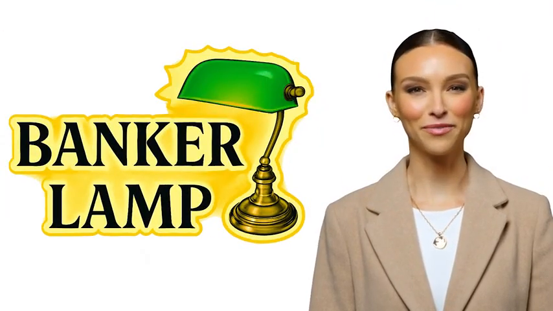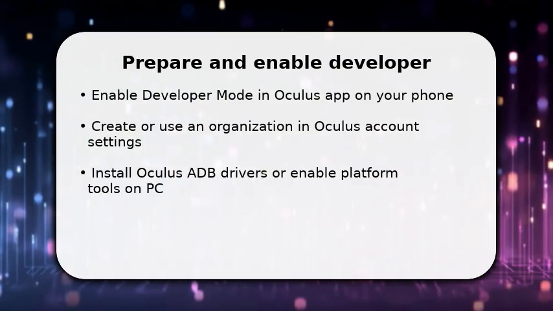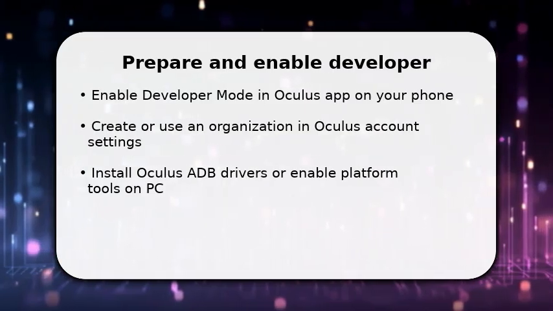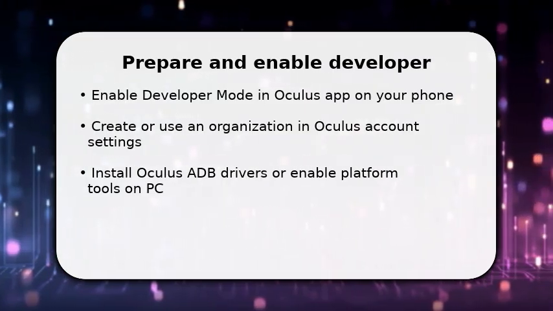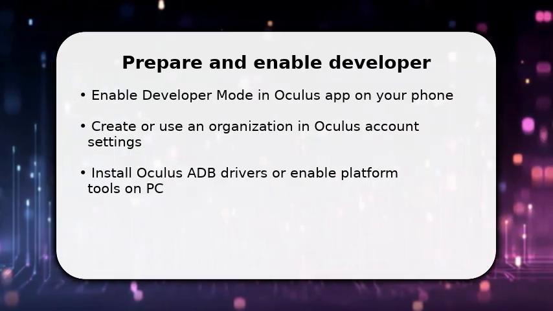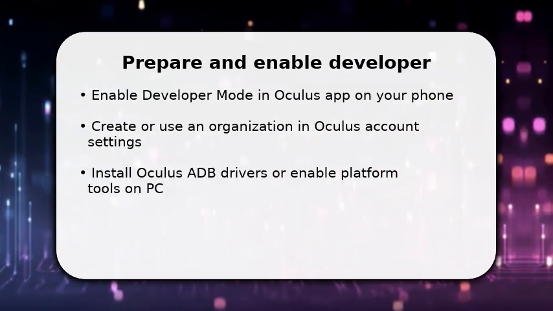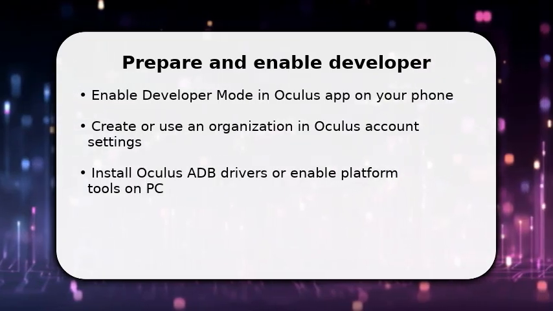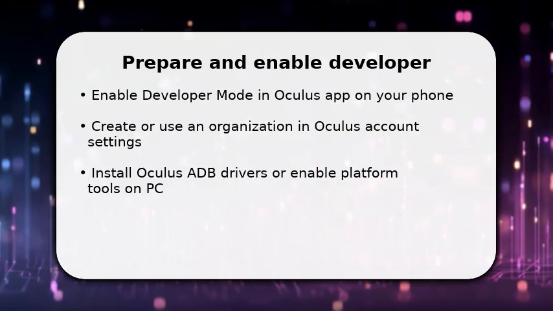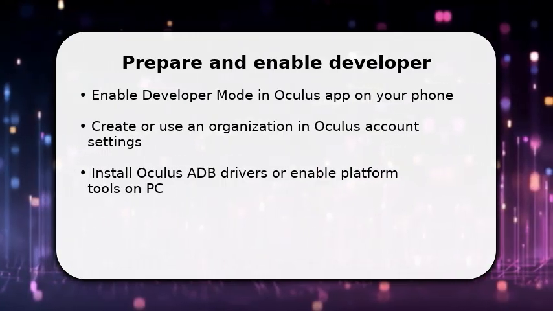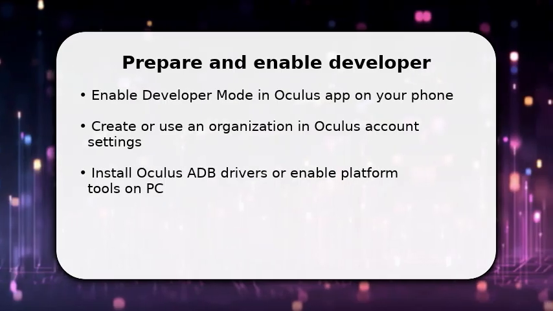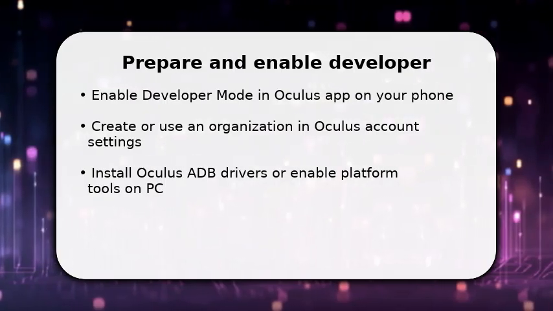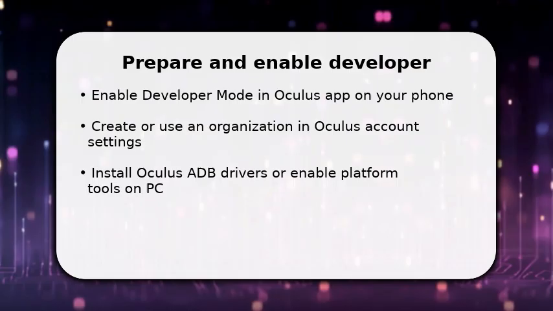Please enjoy the video. You start by enabling developer mode on your Quest 2 because sideloading requires it. On your phone app, open Settings, select your headset, and toggle developer mode after registering an organization. This authorizes ADB access. Once done, install platform tools on your PC, and if you use Windows, add the Oculus ADB drivers. Mac OS and Linux need platform tools only.